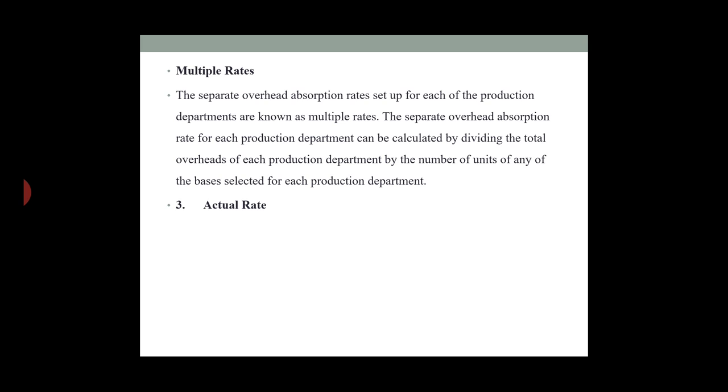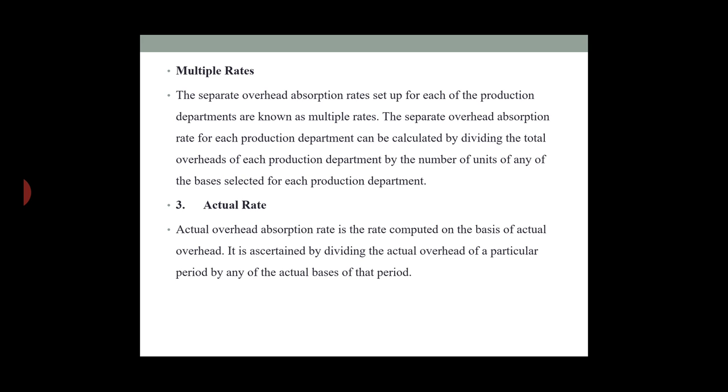So the next one, actual rate. The actual overhead absorption rate is the rate computed on the basis of actual overhead. It is ascertained by dividing the actual overhead of a particular period by any of the actual basis of that period. An actual overhead rate is equal to actual factory overhead divided by actual basis.